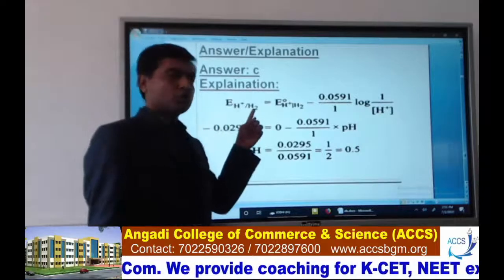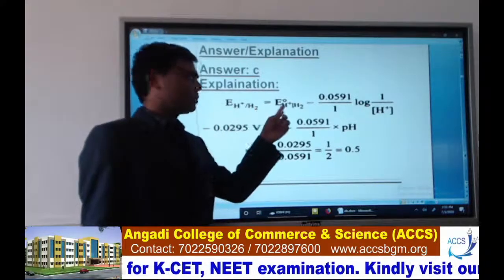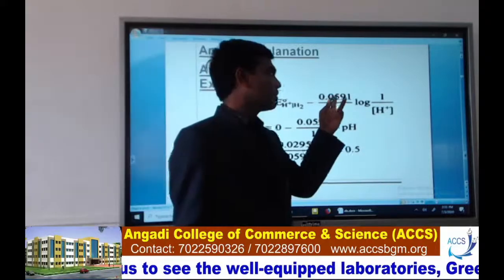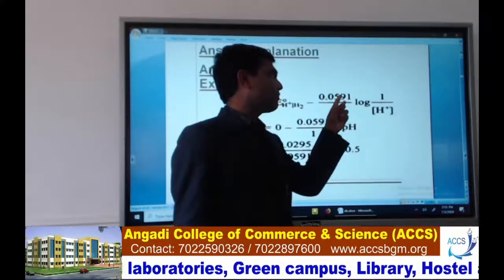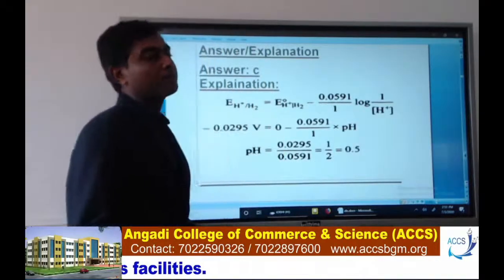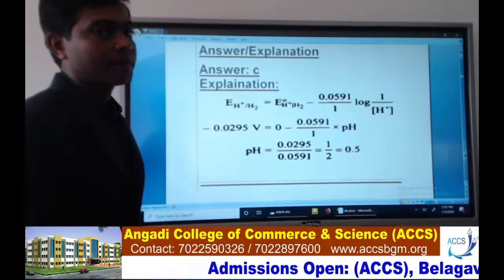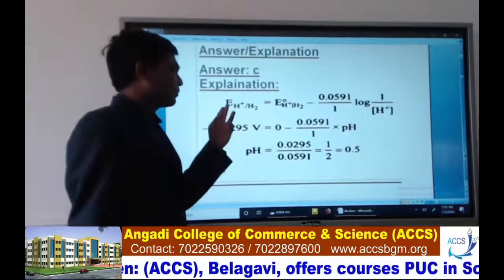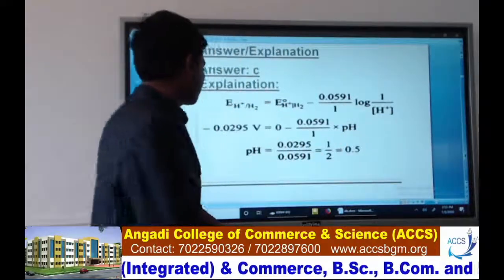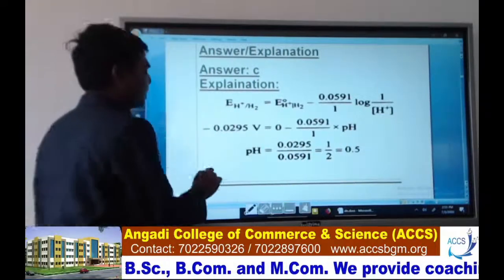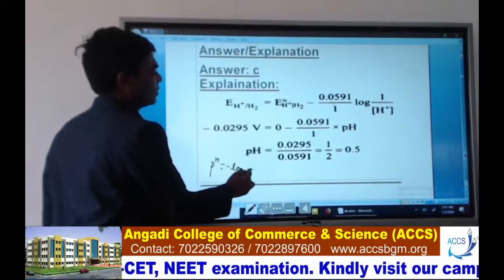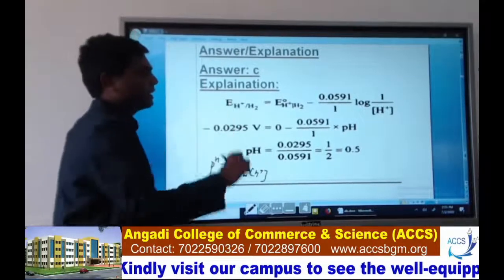The electrode potential E of the H+/H2 electrode is equal to the standard electrode potential, they have given 0.295, equal to the Nernst equation: 0.591 divided by 1 log of 1 by H plus. Why has it taken log 1 by H plus? Oxidized state divided by the reduced state. Therefore, substitute all the values, 1 by H plus. Why is it taken as pH? You know that pH is equal to minus log of H plus. Due to that, he has written the pH.